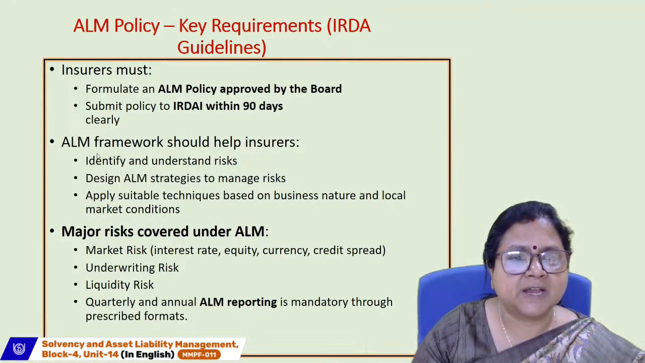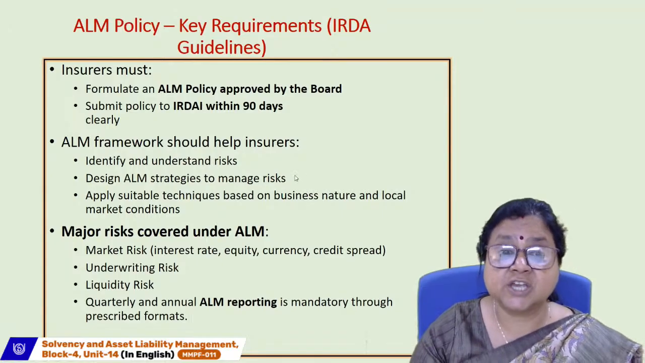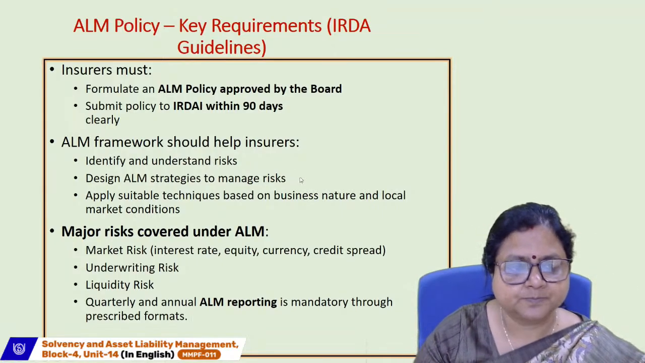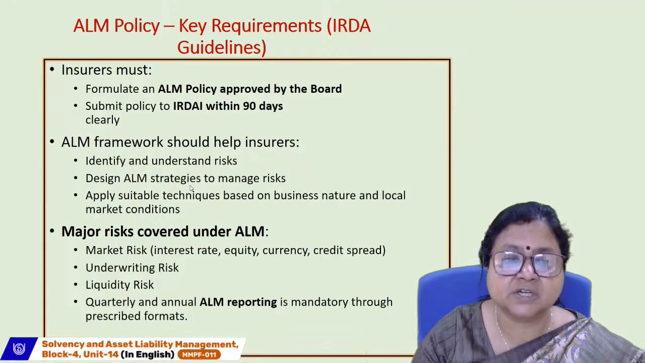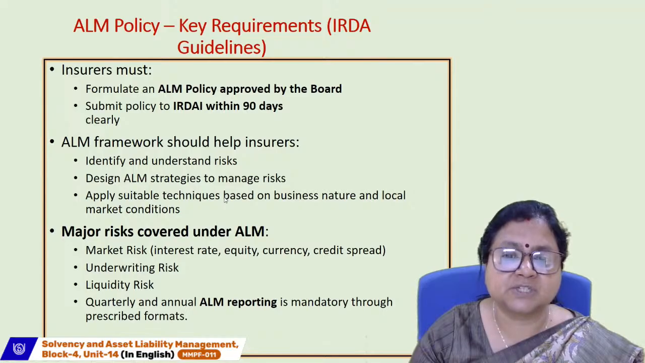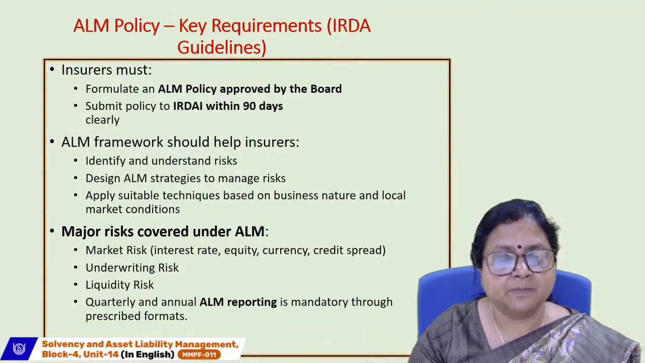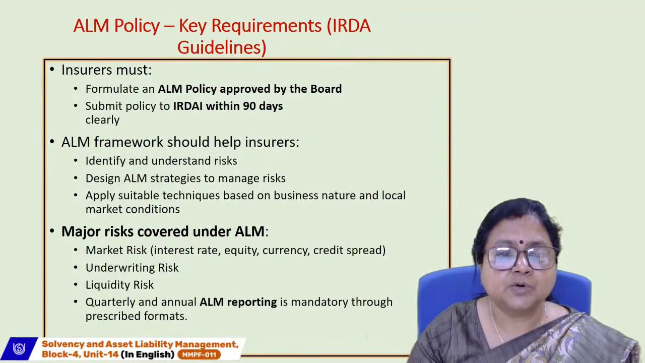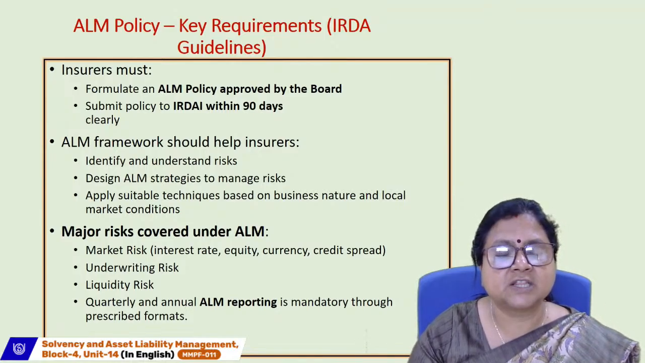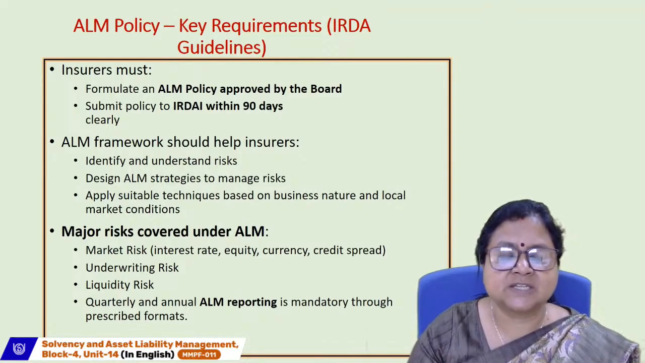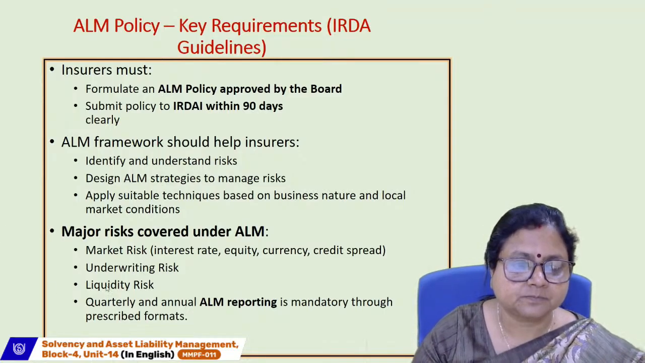Now, the asset liability management framework should help insurers to identify and understand the risks which they are going to foresee in future, design asset liability management strategies to manage the risks which they will be incurring in future, and apply suitable techniques based on business nature and local market conditions. So ALM will help them to work in a more organized framework so that they can manage their assets as well as liabilities. They will not be defaulters.